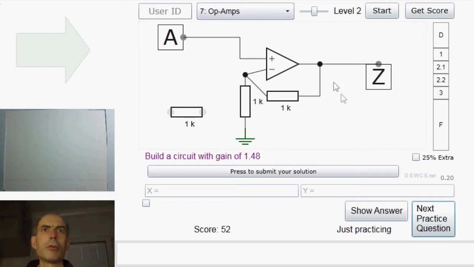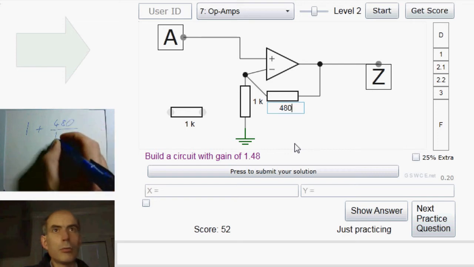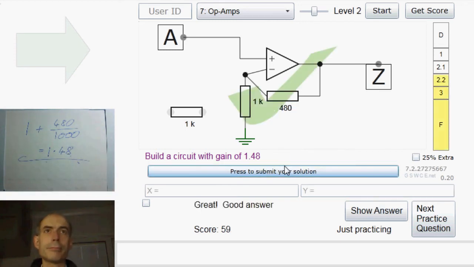Now, the gain of a non-inverting amplifier is 1 plus the ratio of these two resistors. So the ratio of these two resistors must be just 0.48, and the easiest way to do that is to make that one 480. Because then I would have here a 480 divided by 1k, and the gain of that circuit would then be 1 plus 480 divided by 1k, in other words 1.48. Don't need to use that resistor at all. I could use it, I could put it in here, it would make no difference.